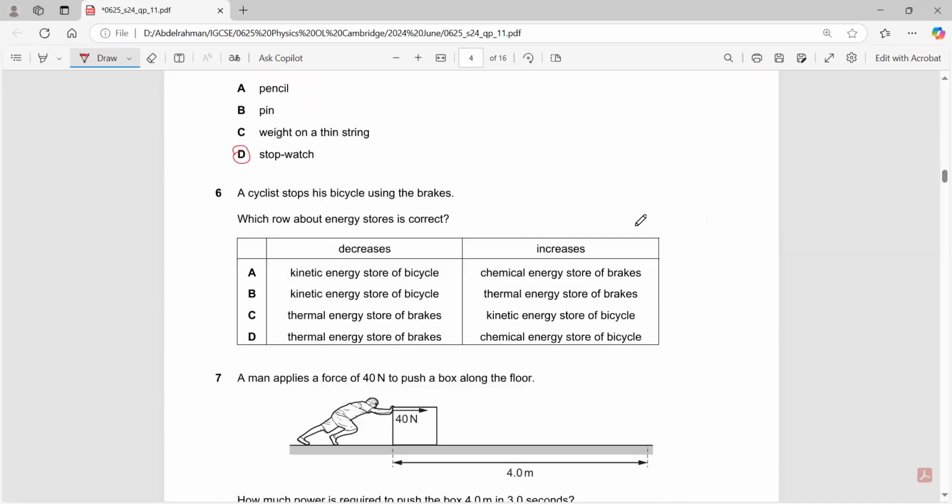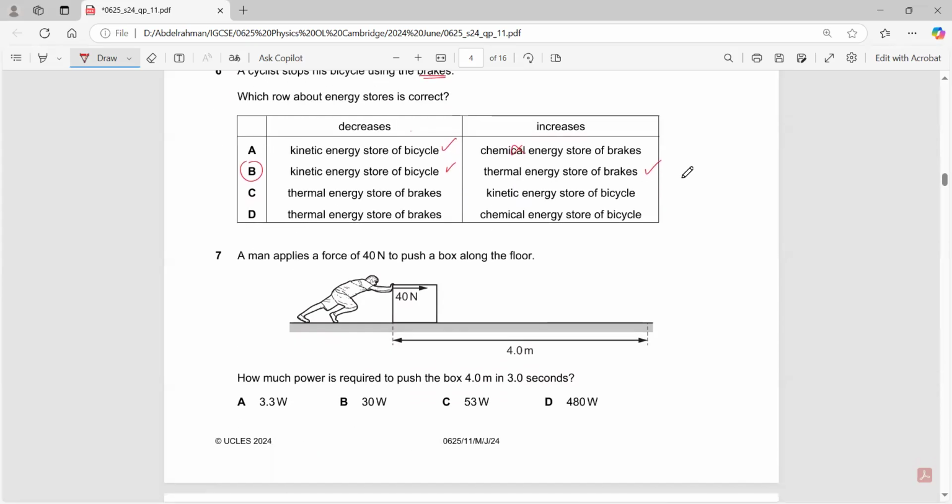A cyclist stops his bicycle using the brakes. Which row about energy stores is correct? Which kind of energy decreases as he brakes? Yes, the kinetic energy decreases. What increases? Is it the chemical energy? No, the thermal energy of the brakes. Yes, the thermal energy of the brakes due to the friction, the heat increases.